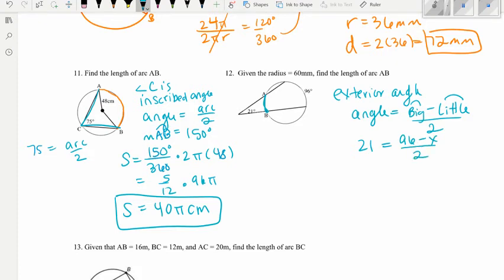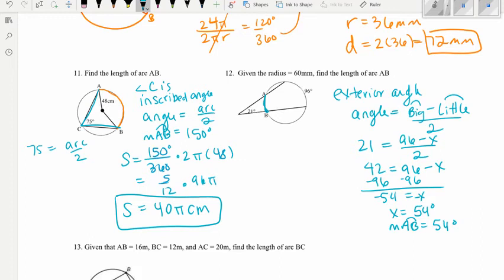So then in order to solve, multiply both sides by 2. So 2 times 21 gives us 42 equals 96 minus x. Subtract 96 and we get negative 54 is equal to negative x, and so x would be equal to 54 degrees. So the measure of arc AB is equal to 54 degrees.